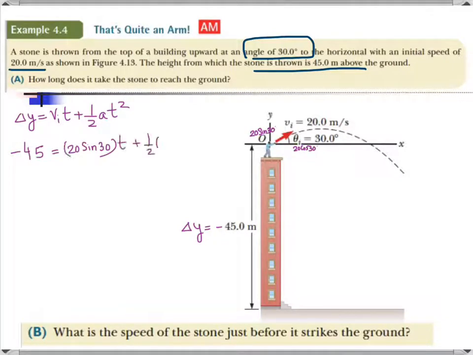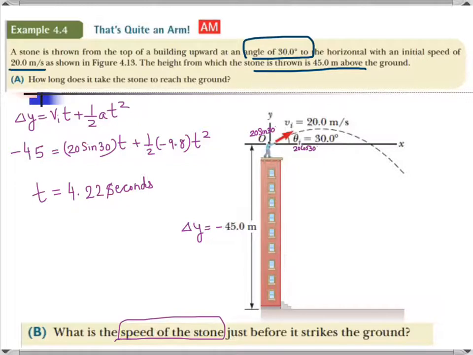Substitute the values of velocity and height, that is delta y, which is negative. Acceleration is negative 9.8. We get a quadratic equation in time. We can solve the quadratic equation to get the answer for time, that is 4.22 seconds.